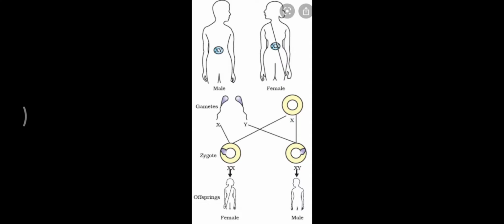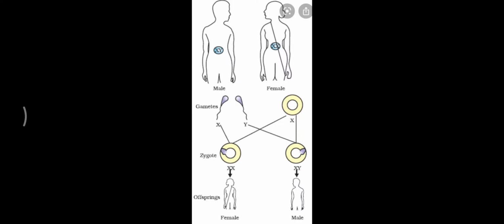Thus, the sex of the child is determined by the type of sperm which fuses with the ovum at the time of fertilization in the fallopian tube. Again, mark it: at the time of fertilization, which occurs in the fallopian tube, the fusion of sperm and ovum will occur, and that fusion is going to decide the sex of the child.